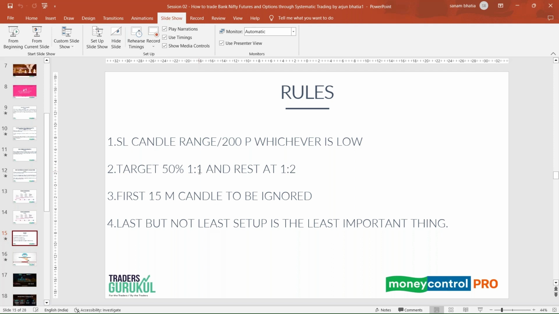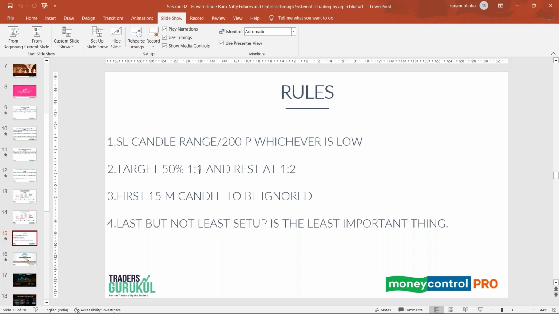Suppose you got a trade where the stop loss was 70 points. So you will take 70 points target only, and the rest at 1 is to 2. So same if you are taking 70 points stop loss and if you are following 1 is to 2, your target would be 140 points.